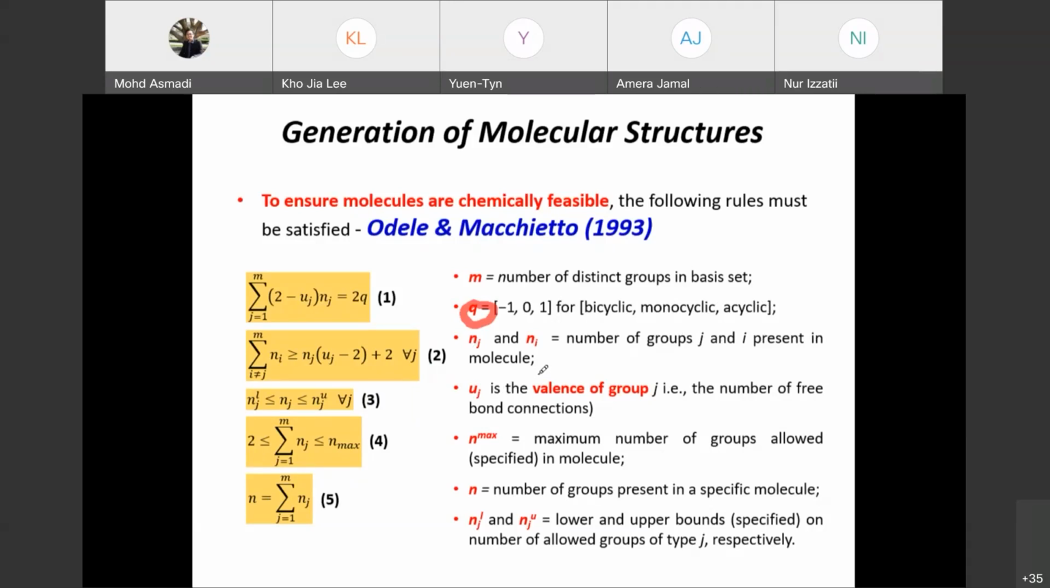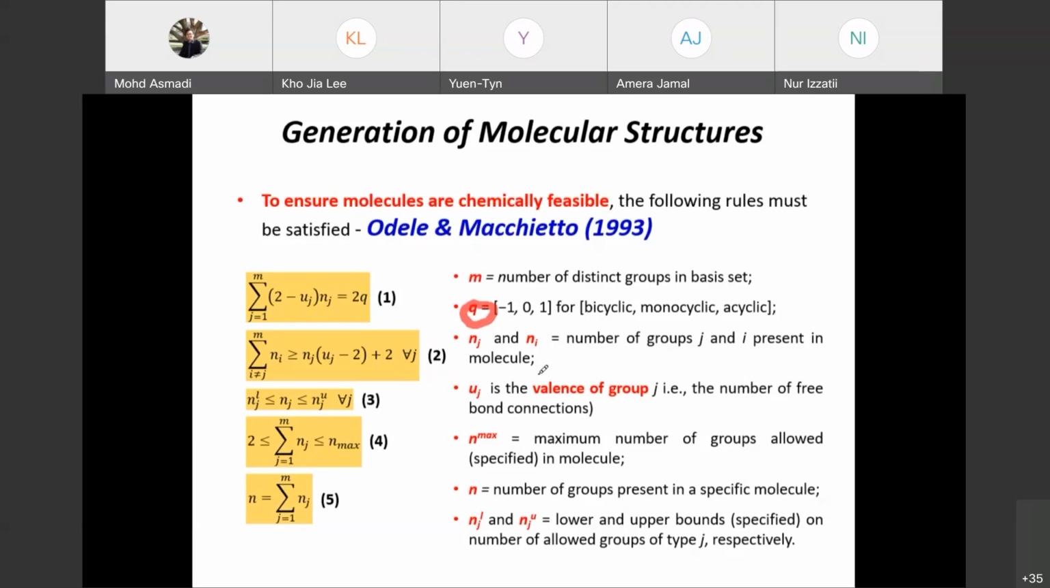Okay, you define CH2 as a J, and the other one, CH3, as an I. UJ is the valence group, the number of free bond connections. Like CH3, the valence group is only 1. CH2 valence group is 2. OH is equal to 1. So you have to remember that one.